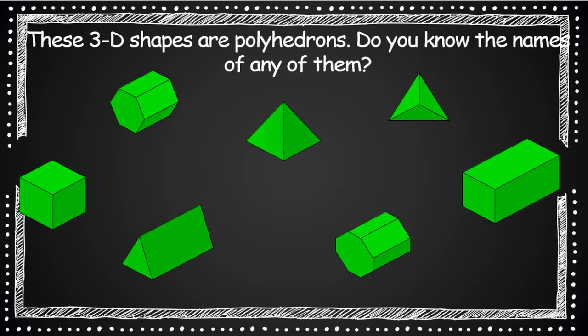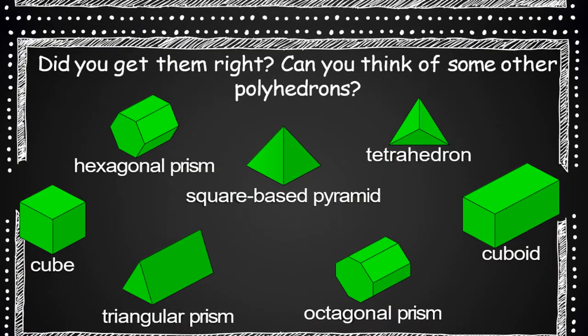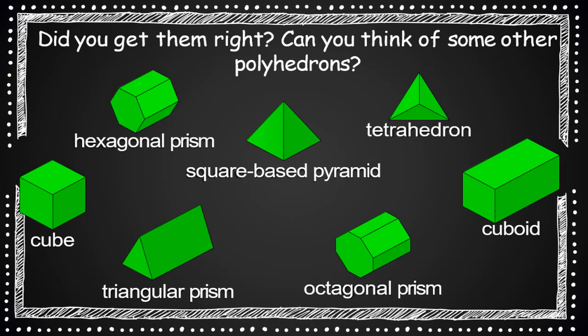Well, did you get any of them right? These are the names of all those polyhedrons. Can you think of any other polyhedrons? Pause video, write down one extra one.